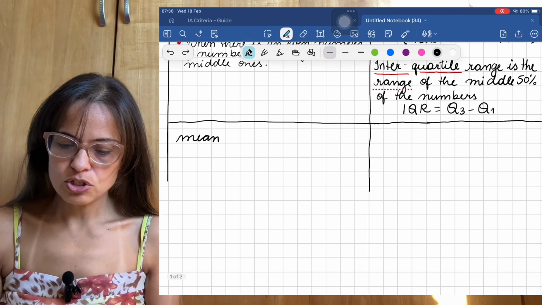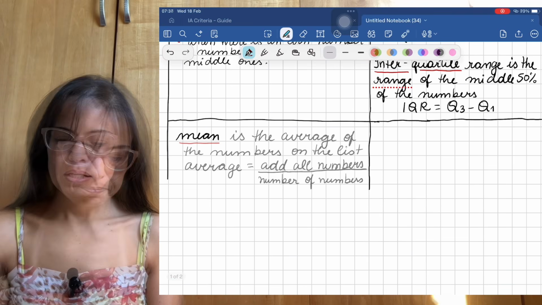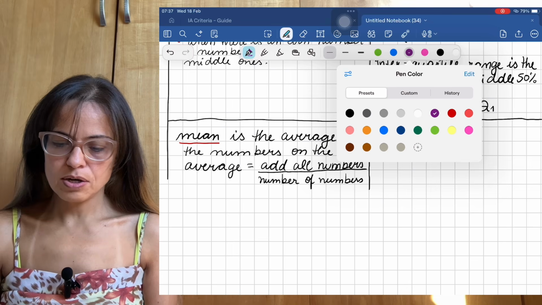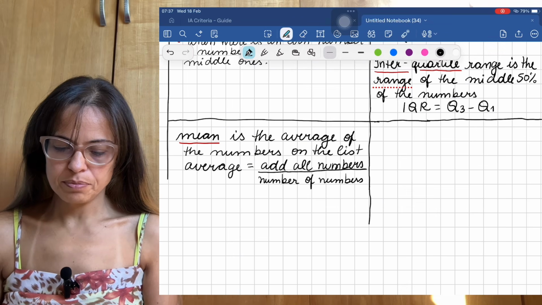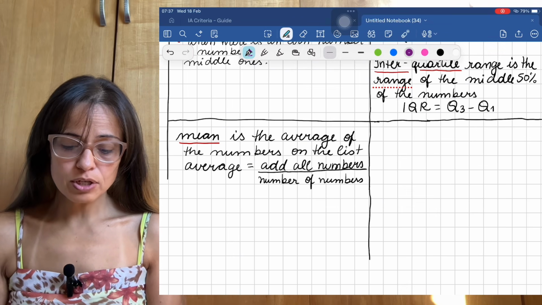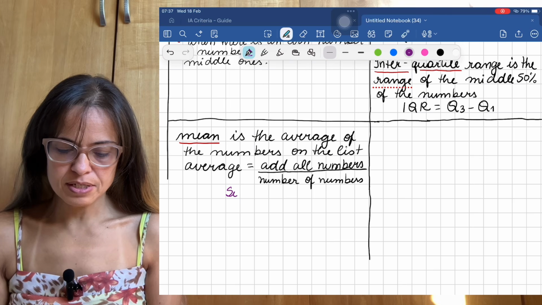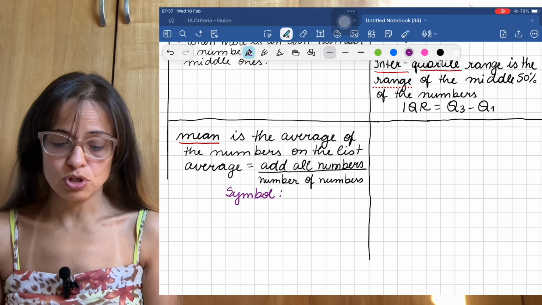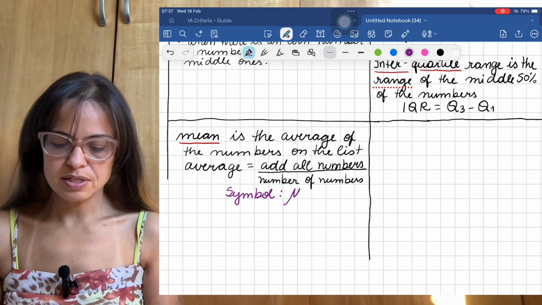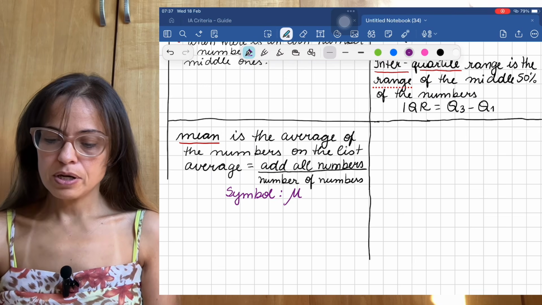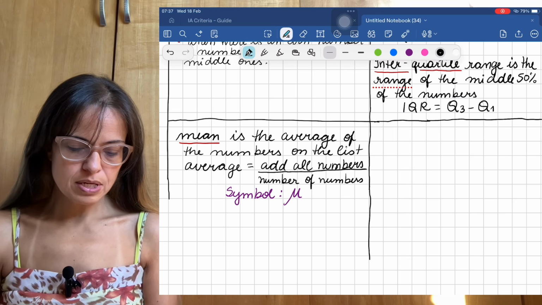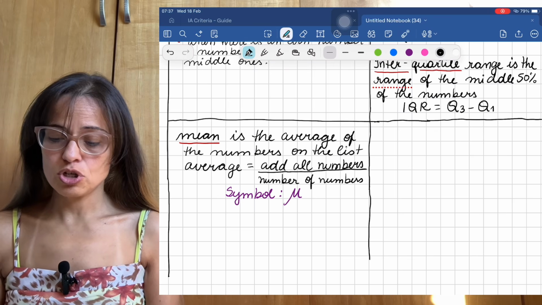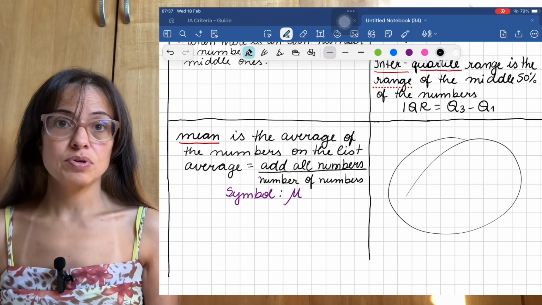So anyway, mean is just the average of the numbers, right? And average is to add all the numbers on the list and divide by the number of numbers. I also like to point out here the mathematical symbol that we're most often going to be using for mean, which is this. It's the Greek letter mu. But now we need to talk about what measures of dispersion are going to go together with this.